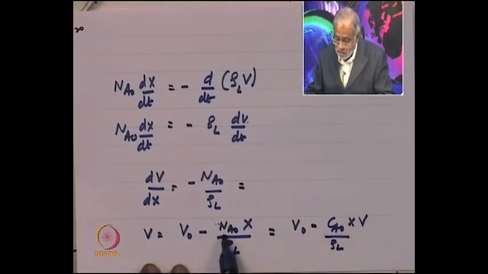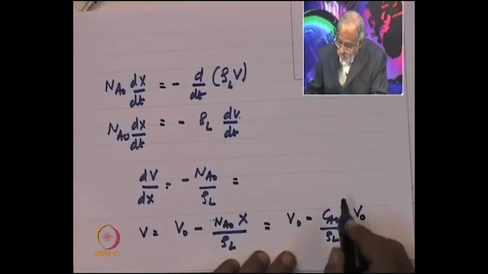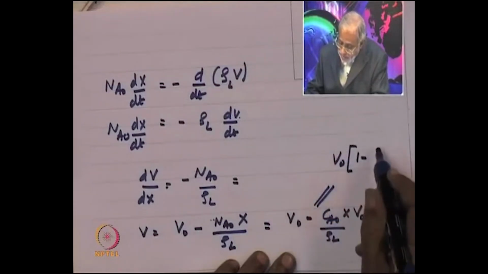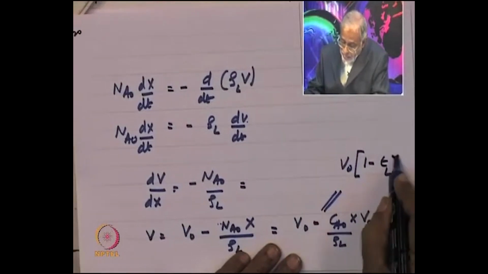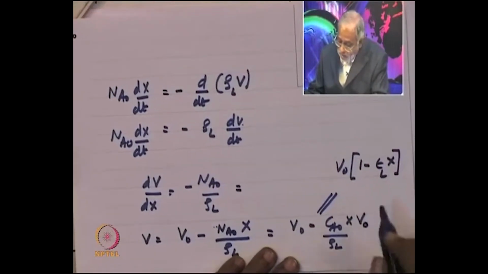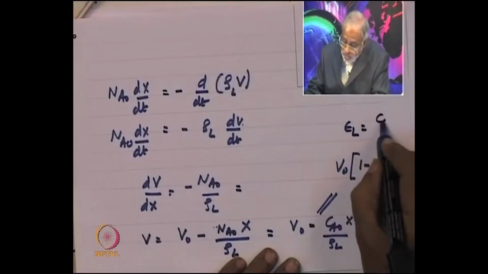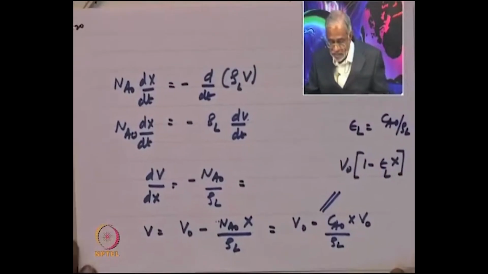Is it okay? N A 0 is C A 0 times V x by rho L. Okay. So, I can write V 0. So, I just write this here. So, V 0 multiplied by 1 minus epsilon L times x. What is epsilon L? Epsilon L is equal to C A 0 by rho L. This is okay, what we are saying.